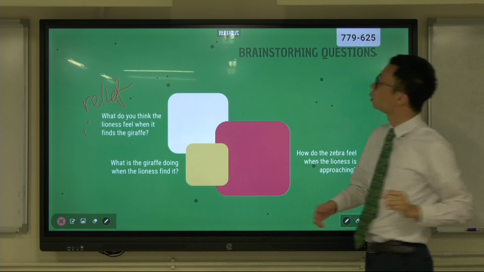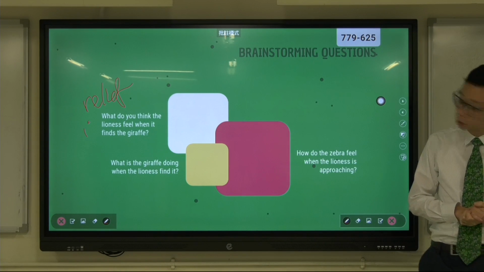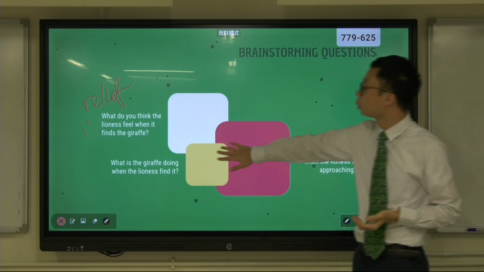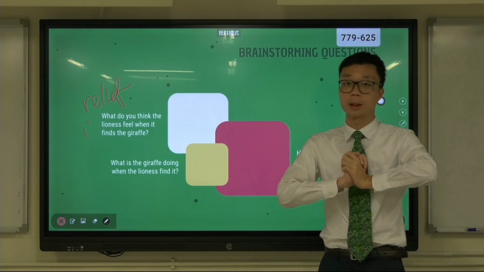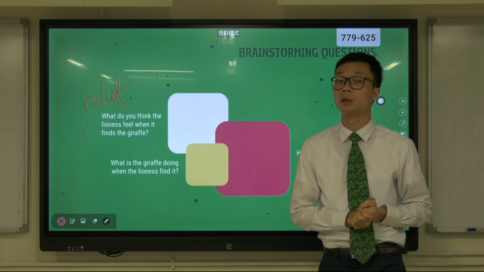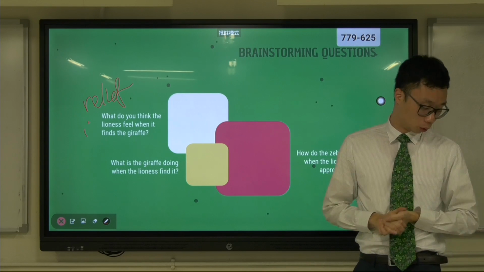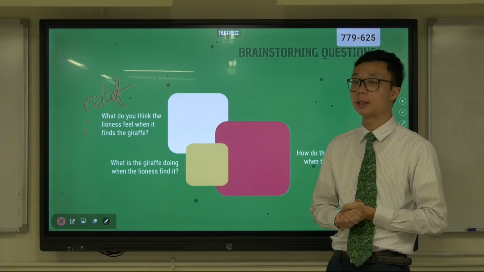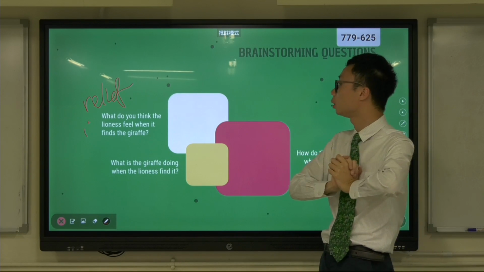What else? So, some of the feelings that the lioness can feel. And what about this one, the second question right here? What is the giraffe doing when the lioness finds it? Like panel number 5. Do you think the giraffe is hiding? Or do you think the giraffe is reaching out to the lion when the lion said, okay, someone please help me? What do you think?